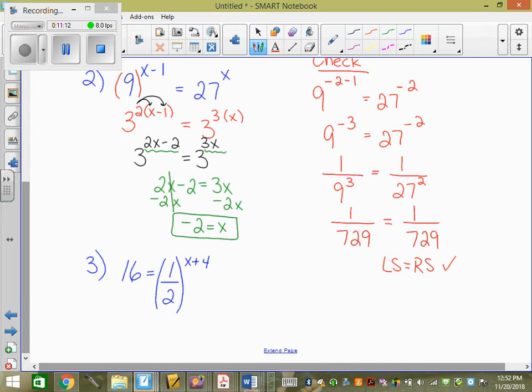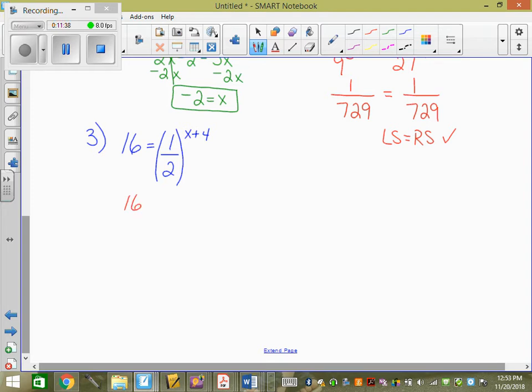I had 9 to the negative 3 was 1 over 9 to the 3, correct? If I had 1 over 81, that would be the same as 1 over 9 squared. How else could I write it? 9 to the negative 2, could I not? If I can make this not be a fraction, is my life a lot easier? Yeah. So I'm going to change this 1/2 to 2 to the negative 1.